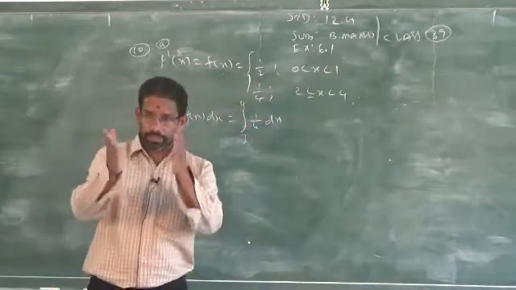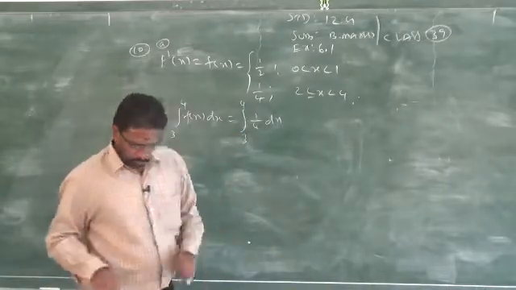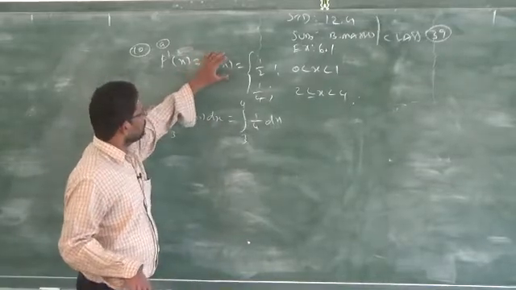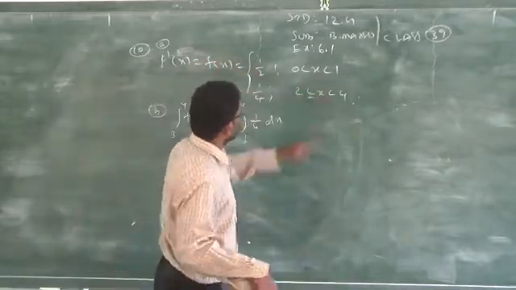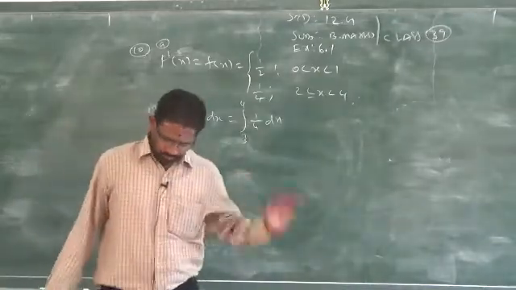Clear? Refer to the textbook. When you differentiate x by 2, you will get 1 by 2. If it is x by 4, you get 1 by 4. So, I got the probability density function: 1 by 2 for 0 less than x less than 1, and 1 by 4 for 2 less than or equal to x less than 4. Now, question A is completed.